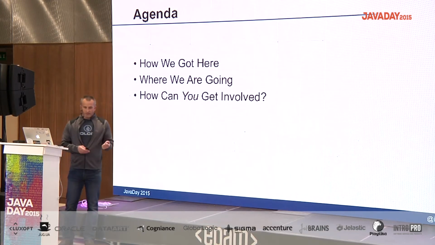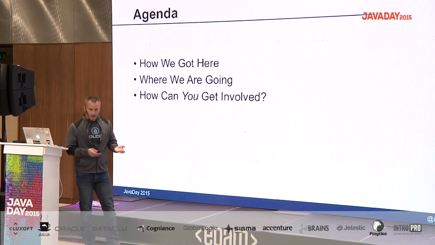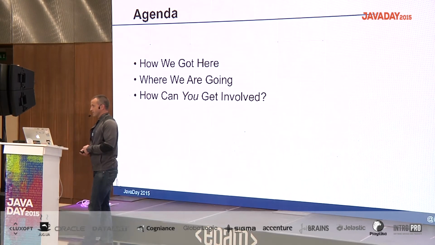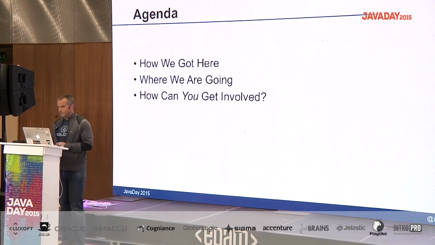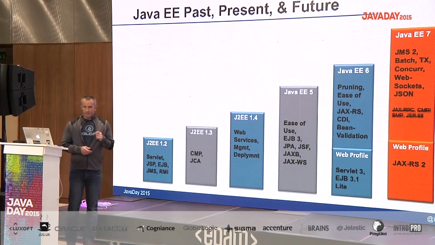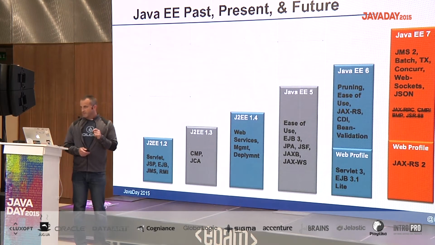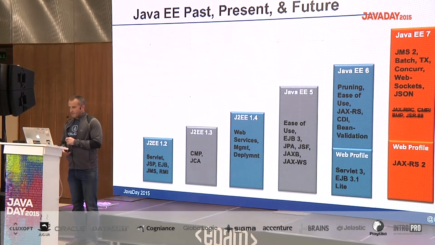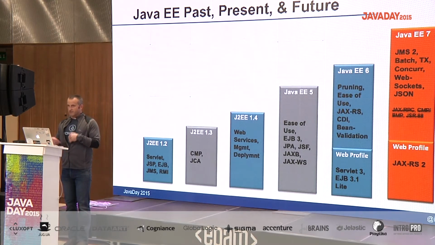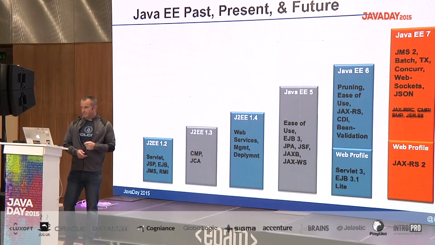So the agenda for today is how we got where we are, where we're going, and how you can be involved in going further. So let's look at how Java EE has evolved up until today. Historical context is kind of important to understand what and why we're doing what we're doing.